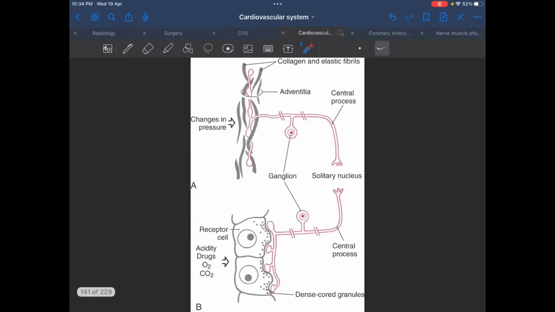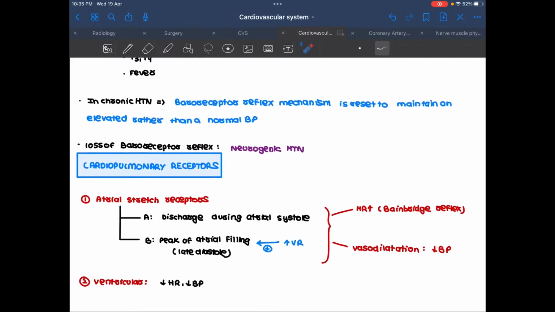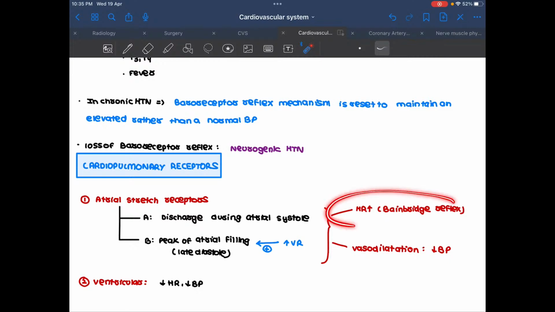All right. So this is the baroreceptor mechanism, and we have seen the structures as well. Okay. We discussed something about the cardiopulmonary receptors as well, which we said are mainly present in the atria. We can have atrial stretch receptors. We can have ventricular stretch receptors as well. And one of the atrial stretch receptors we have already studied via the Bainbridge reflex.